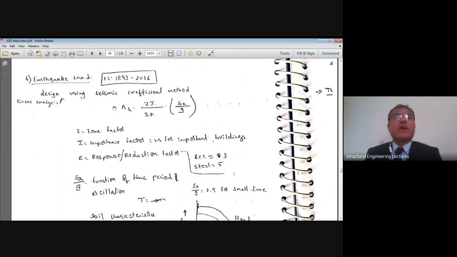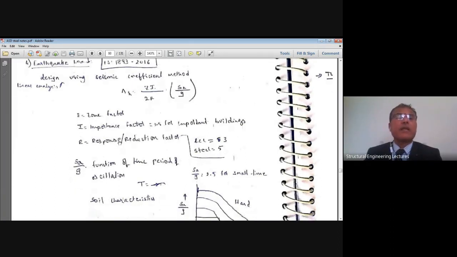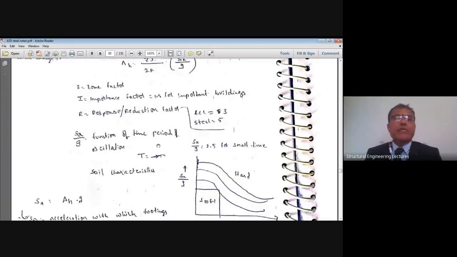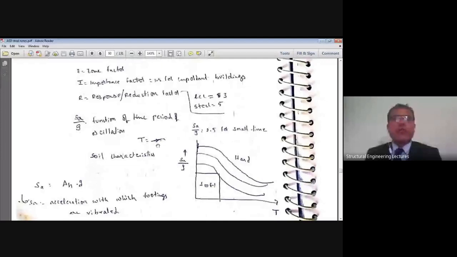There we can see, using the seismic coefficient method, the seismic horizontal coefficient AH is given by ZI by 2R, SA by G, where Z is the zone factor and I is the importance factor. Generally, for important buildings it is 1.5, and R is the response reduction factor. For RCC structures it is 3, and for steel structures it is 5, and SA by G is the ratio of the spectral acceleration to the acceleration due to gravity, right?